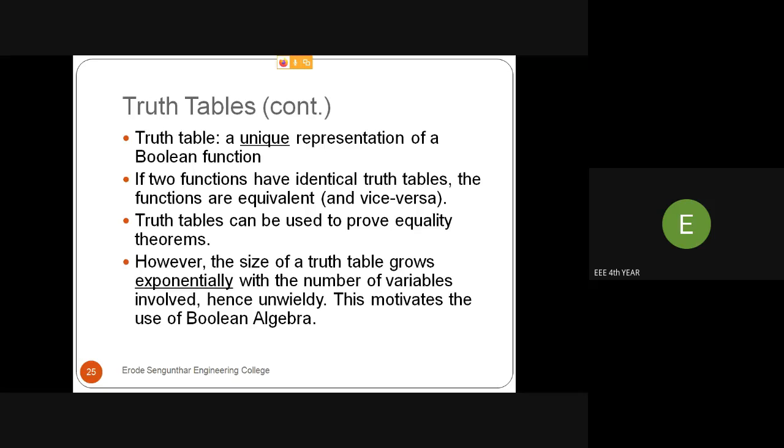If we have two inputs, we have four possible combinations. If we have three inputs, we have 8 possible combinations. If we have four input variables, the possible combinations are 16 rows. If you have 5 input variables, then the possible output combinations are 32, like that.